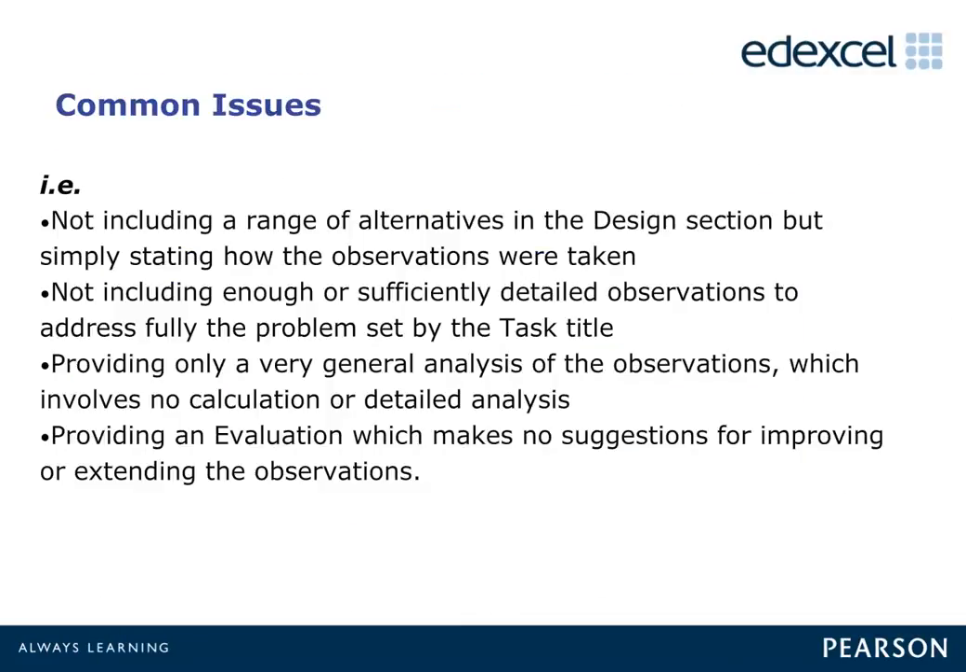This is a list of some of the common ways in which students lose marks in their controlled assessment work: not including a range of alternatives in the design section, but simply stating how the observations were taken; not including enough or sufficiently detailed observations to address fully the problem set by the task title; providing only a very general analysis of the observations, which involves no calculation or detailed analysis; providing an evaluation which makes no suggestions for improving or extending the observations.